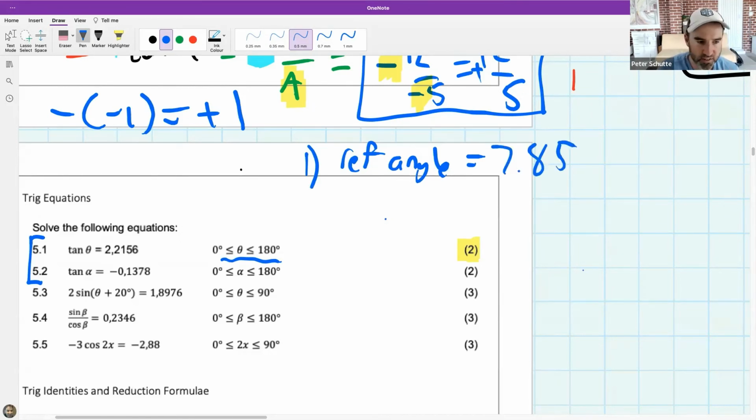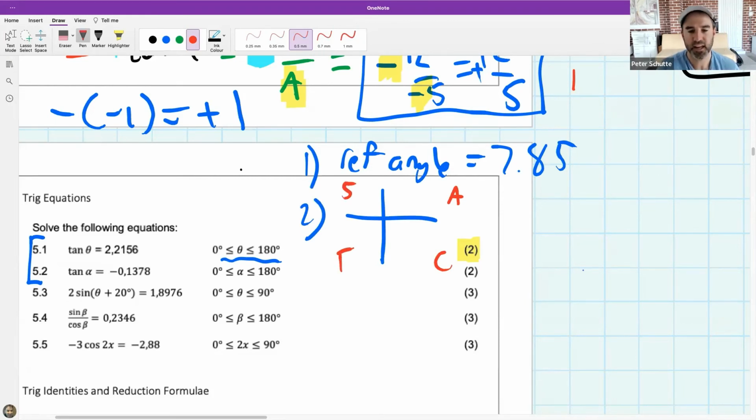Because tan is negative, I need to use the CAST diagram to help me. And so what I'm going to do is ask myself, where is tan negative? And tan is negative in, well, basically the two quadrants that I haven't rubbed out, right? And in these quadrants, the answers are going to be 360 minus whatever my reference angle is. Now, in this case, the reference angle is 7.85.